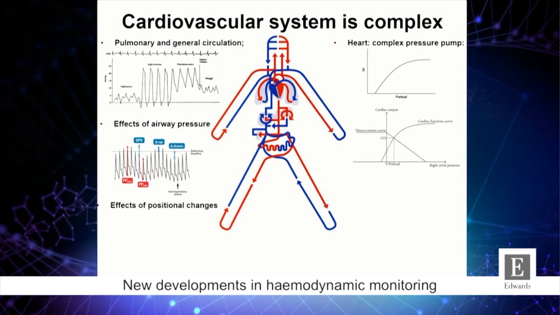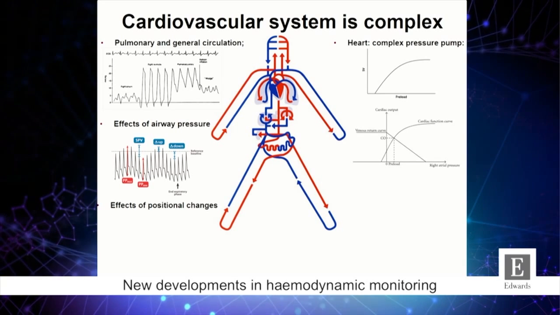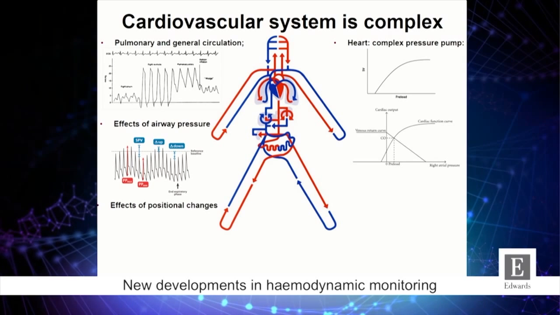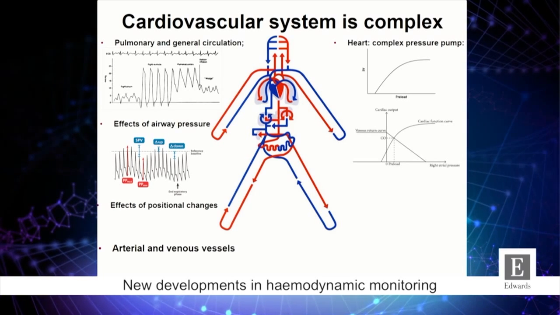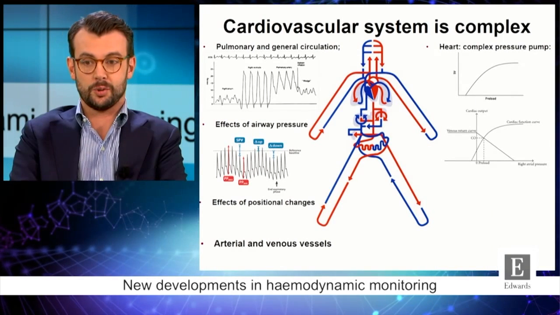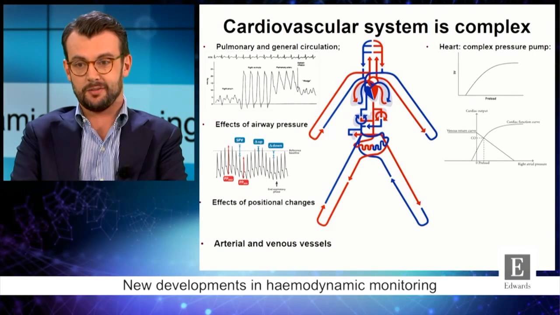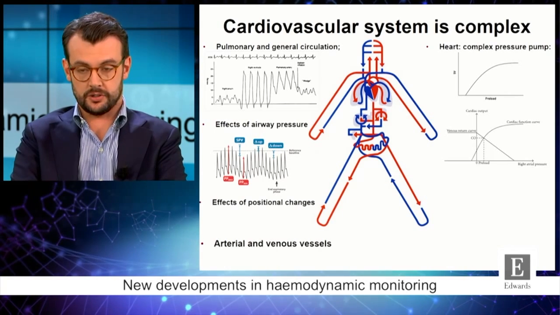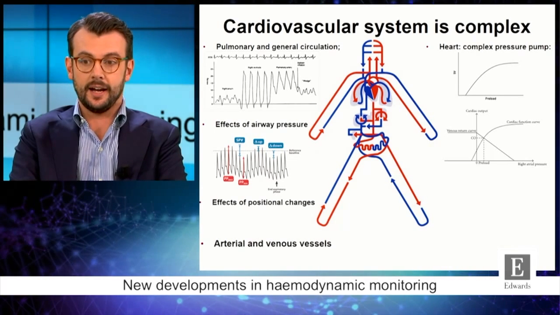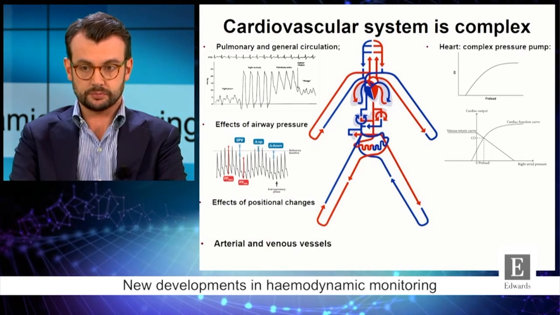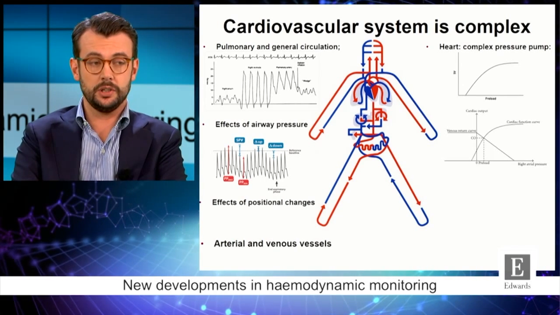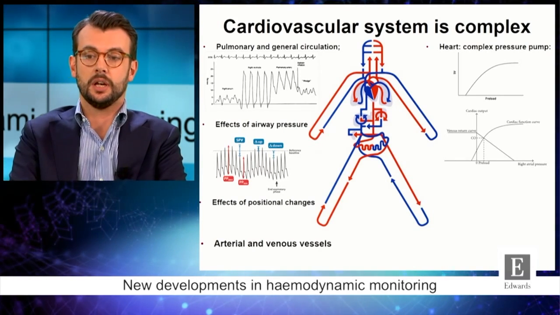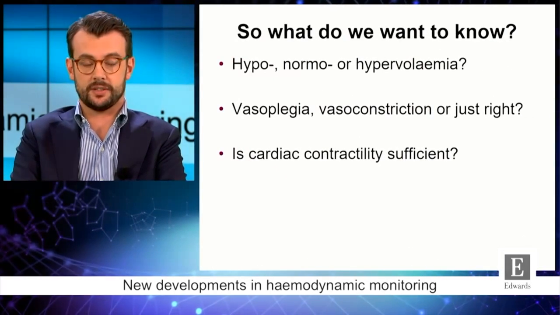Then again, in theatre, we also use positional changes, also offsetting all these systems, altering the interactions and making it more complex. And ultimately, of course, the heart is connected from the right to the left side and back again with arteries and veins. And they are also changing all the time with the drugs we use. They vary between patients based on their comorbidities. So all in all, a very complex system.